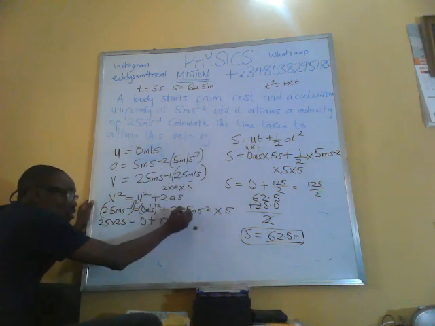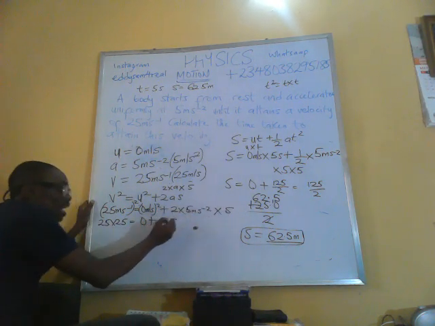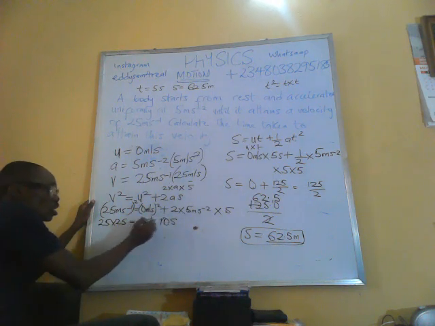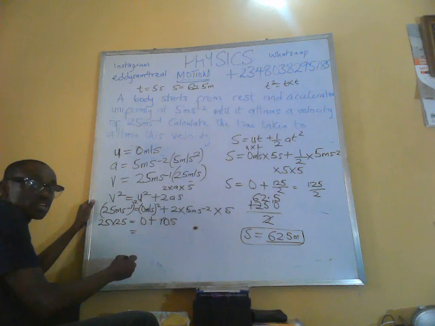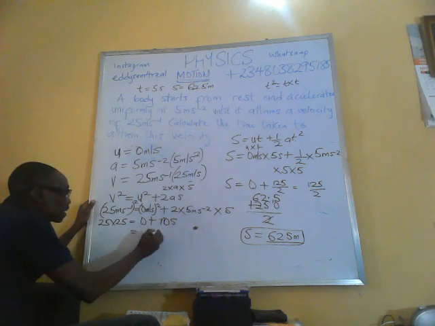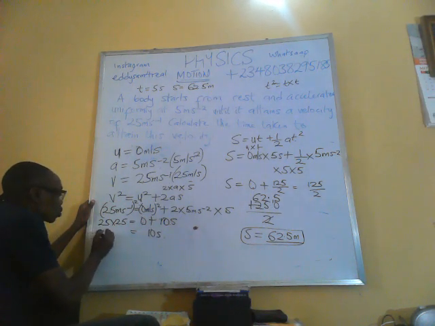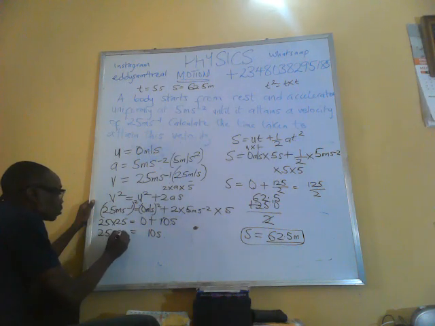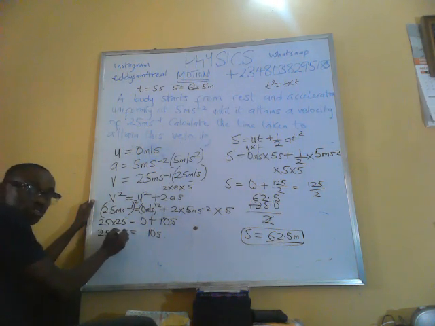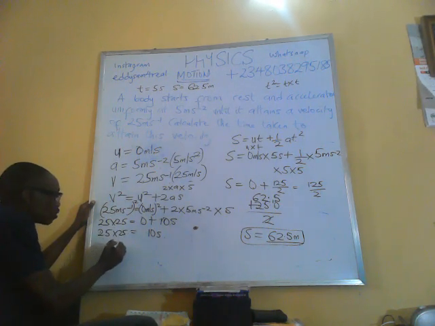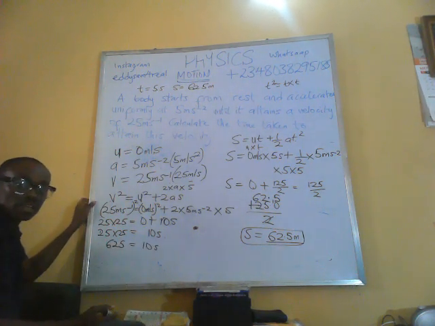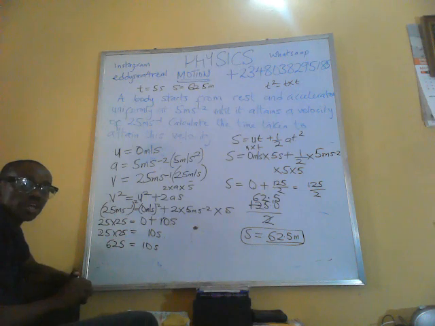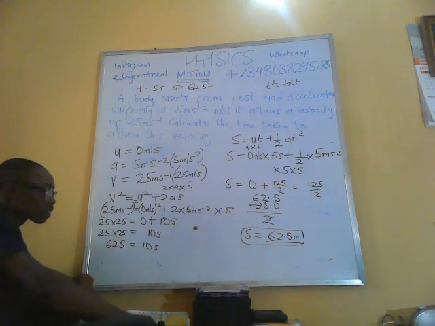2 times 5 gives you 10. 10 times s gives you 10s. So 0 plus 10s, what is it? 0 is not going to influence it anyway. We still have 10s equals 25 times 25. 25 times 25 is what? 625.